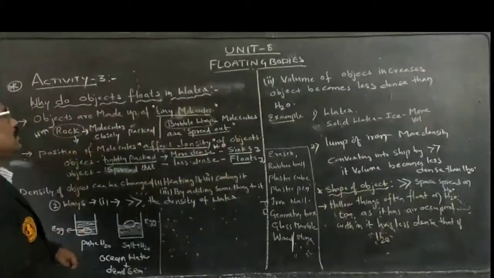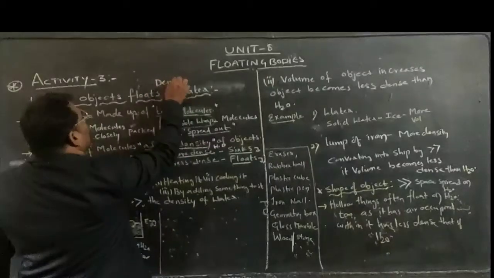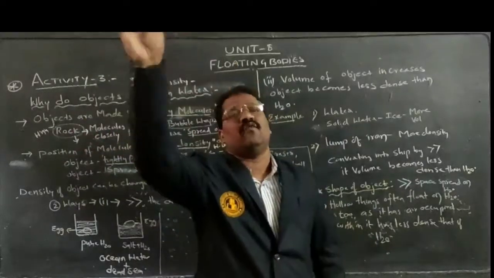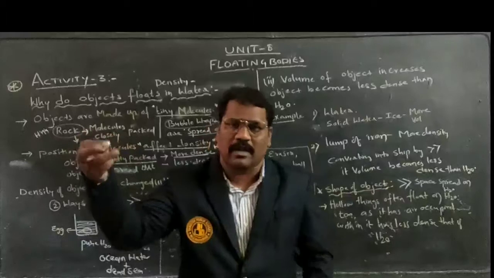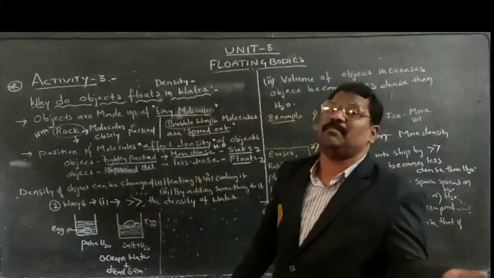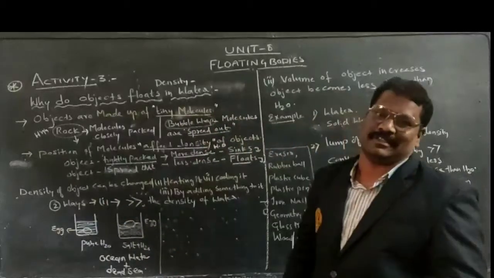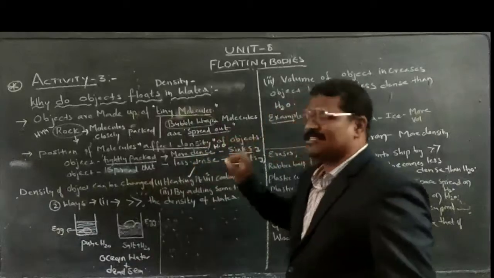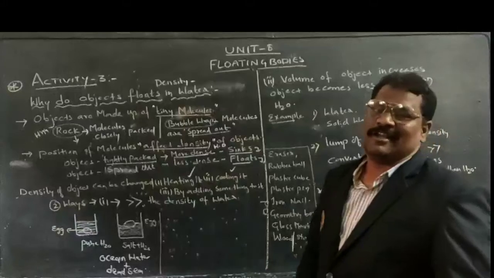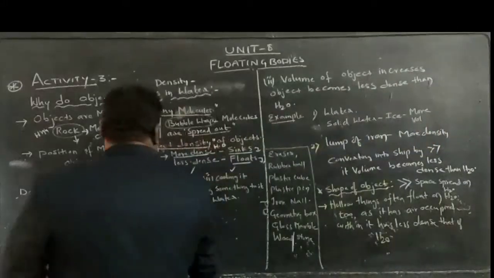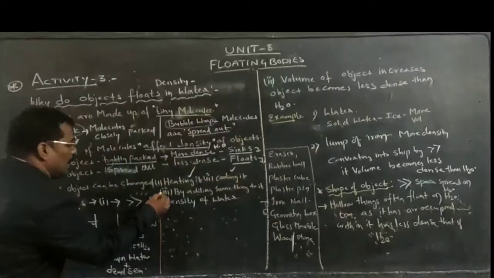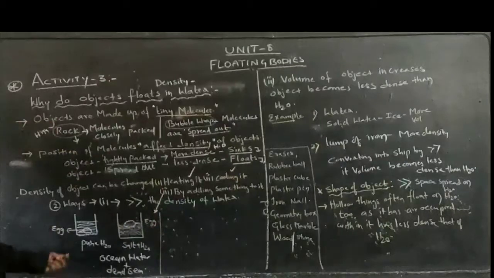Therefore, the density of a substance plays a vital role in whether an object sinks or floats in water. The density of an object can be changed by using different processes. First one is heating the particular object, or cooling it. Not only that, also by adding something into it. A best example for adding something into it is this.